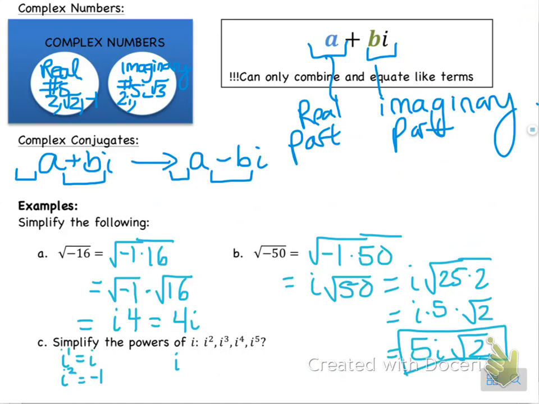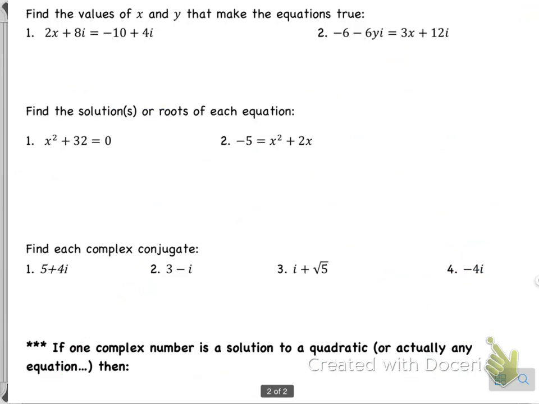Let's look at i cubed. That is i squared times i. Remember that i squared from earlier is equal to negative 1. So I replace that with negative 1 times i, and I get negative i. I'm going to let you figure out the rest of them on your own, and then we'll talk about them in class. Alright, let's try the next couple examples.